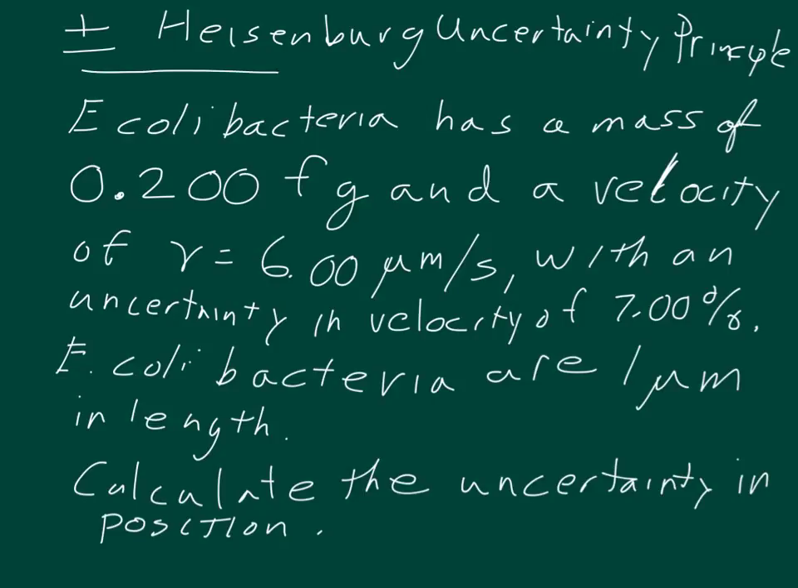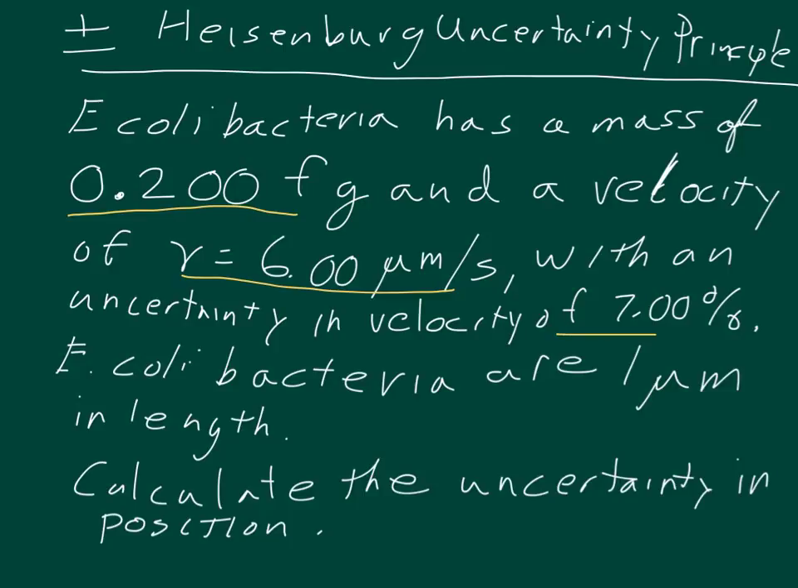Homework problem is one of the tutorials, plus or minus the Heisenberg uncertainty principle. Quick note, the numbers are going to be different for every individual out there. Your femtograms, your velocity, and your uncertainty, those are all going to be a little bit different for everybody out there. So just a heads up on that.